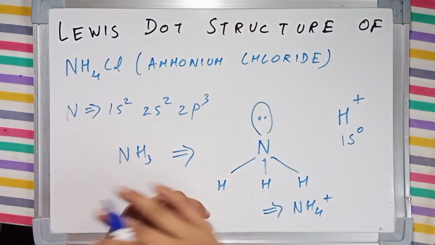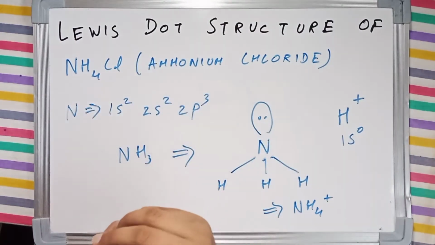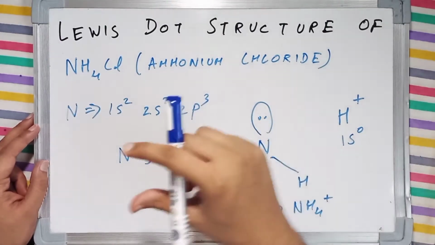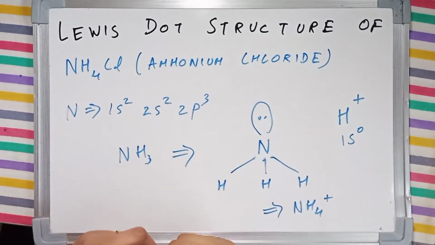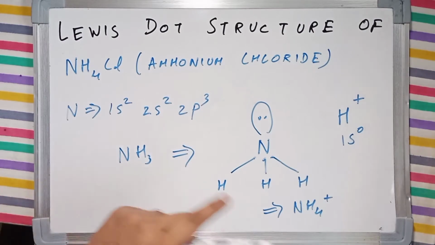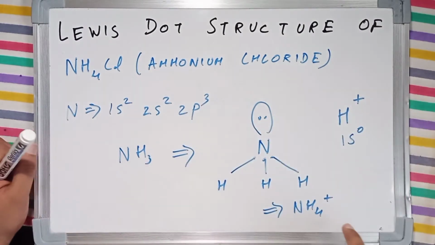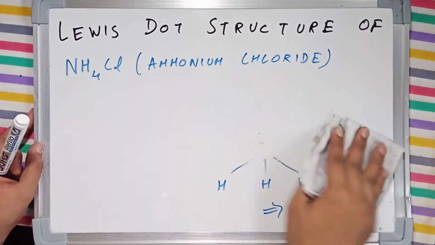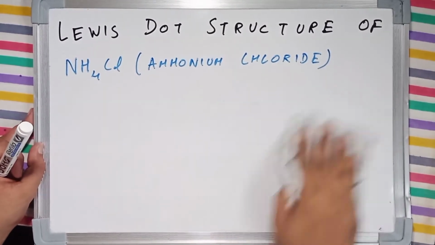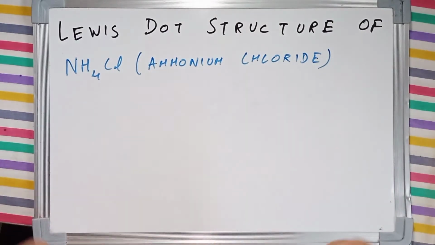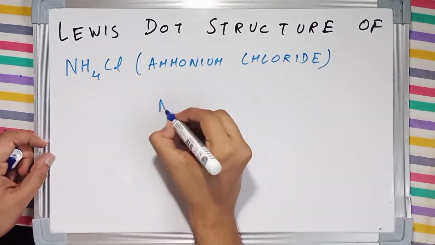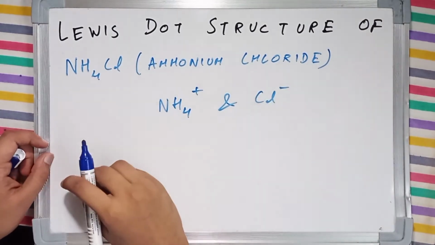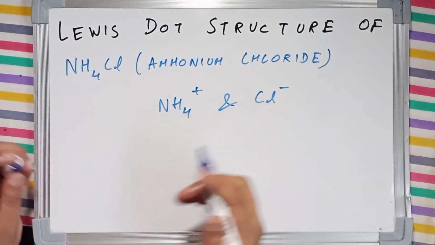I've explained it in one of my previous videos very nicely, and I'll put the title of that video on the iCard. Please check it out, and you'll be able to get a better grasp of the formation of the NH4+ ion. Now let's start with the structure of ammonium chloride. As I said, it is formed by two ions, the NH4+ ion and the chloride ion.